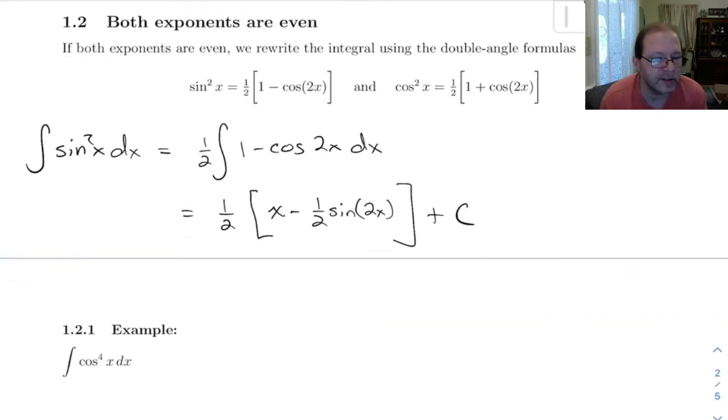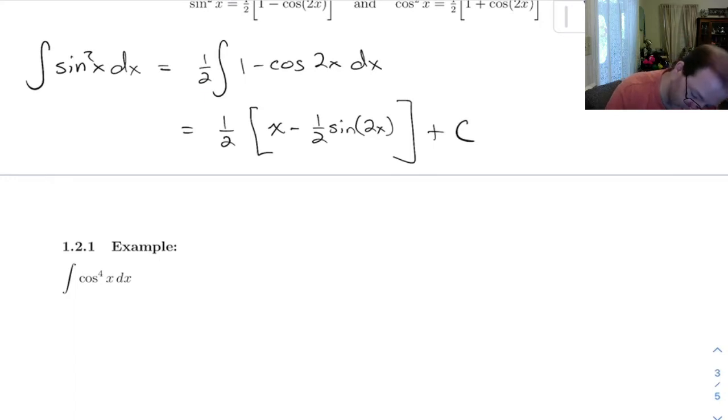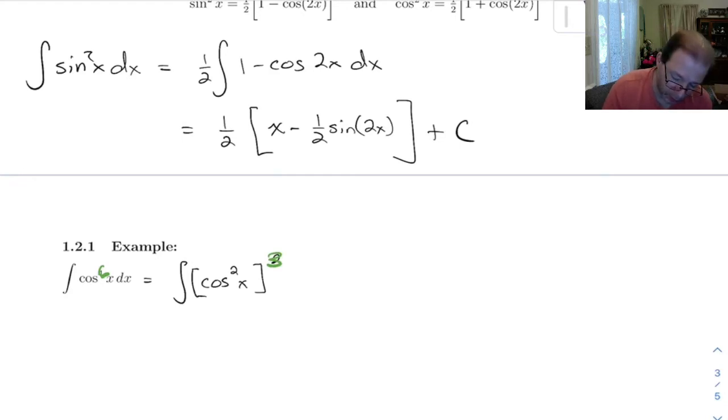So let's look at this example down here. We've got cosine to the 4th x. What you have to do with this is rewrite it as cosine squared x, squared. Now, the important thing here is that you get a 2 here. Let's pretend for a moment this had been cosine to the 6th, then this would have to be a 3 up here. That way 2 times 3 gives you 6. But let's not do that.